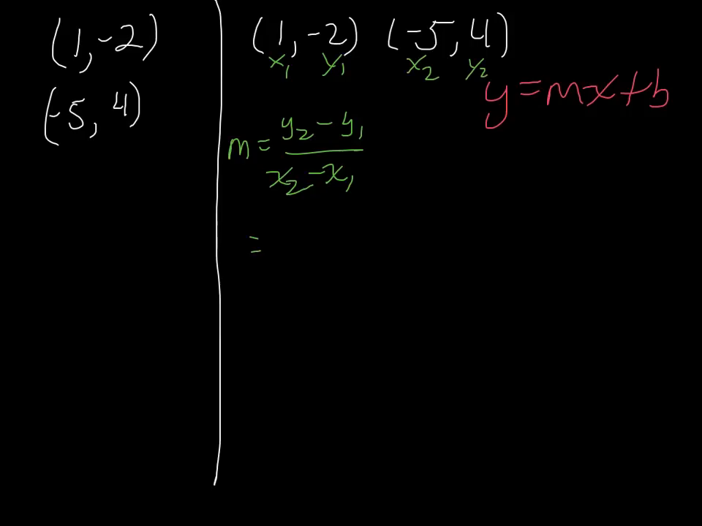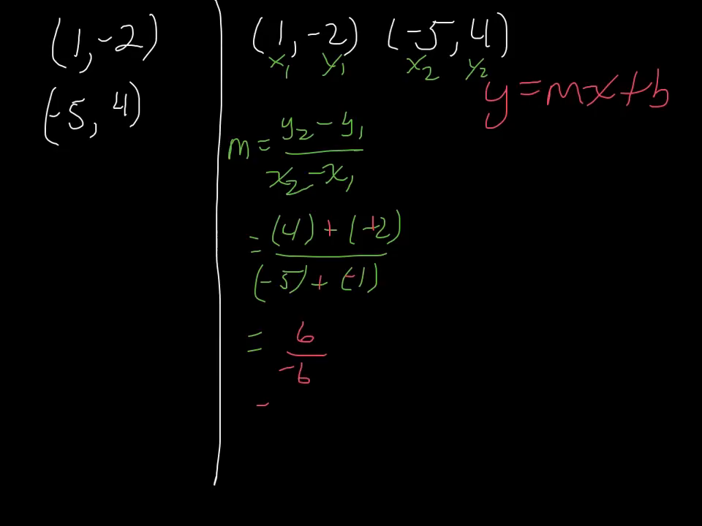So here I'm going to get 4 minus (-2). Please make sure you're using parentheses always. Over -5 minus 1. And so here I get 4 minus -2. That tells me to keep change. So I get 6 over -6, which is equal to -1. So slope is equal to -1. So now I know that this right here is equal to -1.